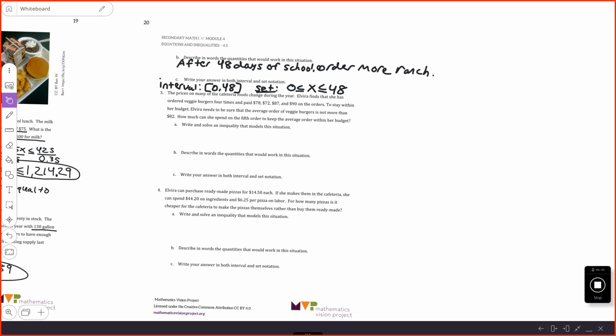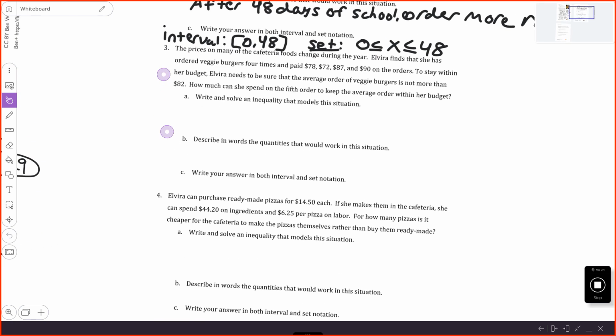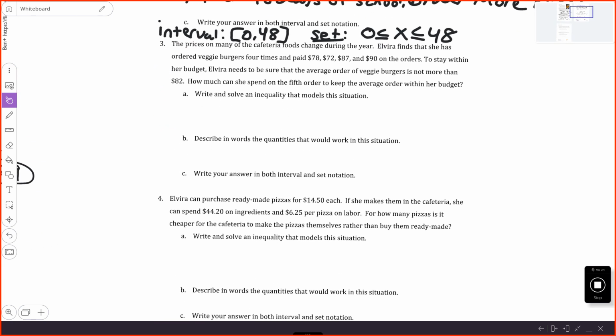So now we're on number 3. The price of the cafeteria food changes during the year. Alvera finds that she has ordered veggie burgers 4 times. She paid $78, $72, $87, and $90 for the orders. To stay within her budget, she needs to have an average order of not more than $82. How much can she spend on the 5th order to keep her budget?